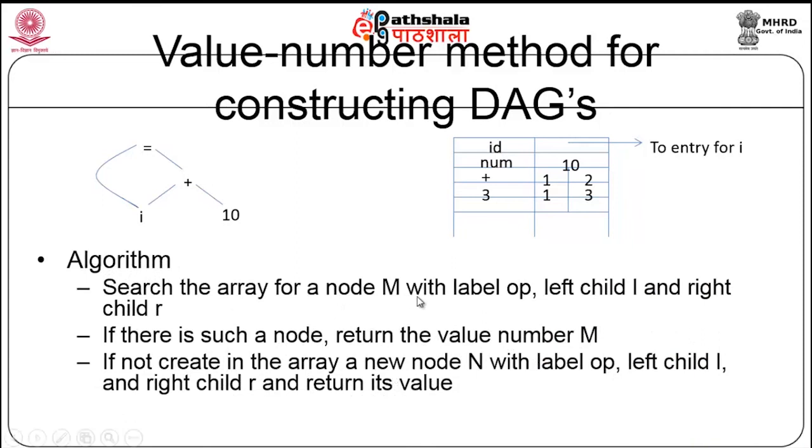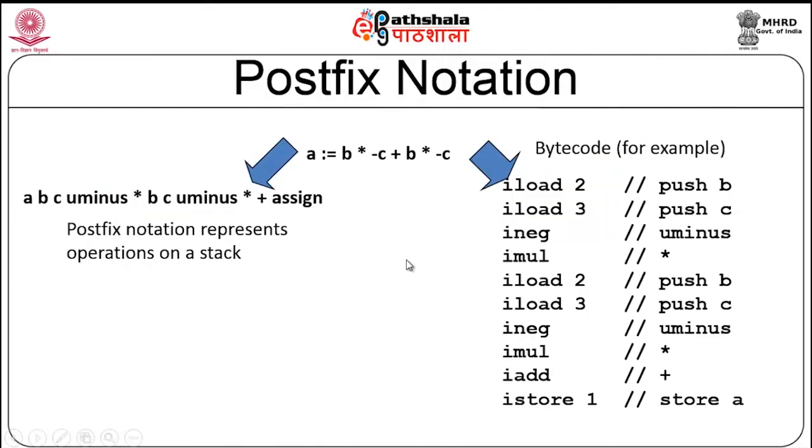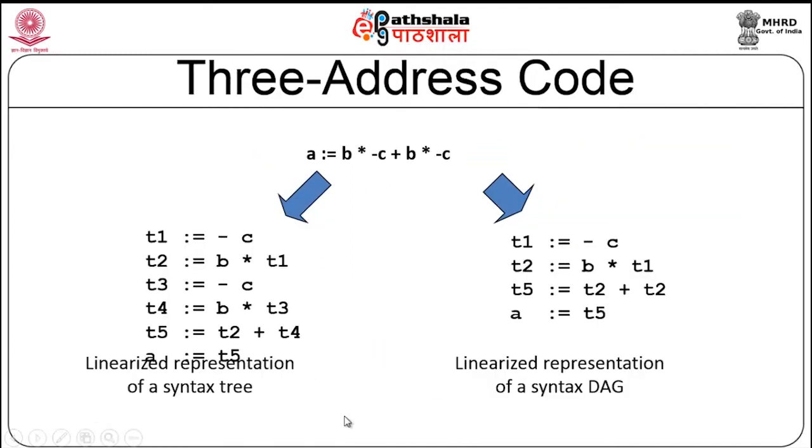Now this is a small algorithm for that. Search the array for a node M with label operand, L child and R child. If there is such a node, return the value number. If not, create a new array node, label it with the left and the right child, and return its value. That is going to be the algorithm. So we can use a hash table here. This we will be looking at. An example of this also we will be looking at in the next module.